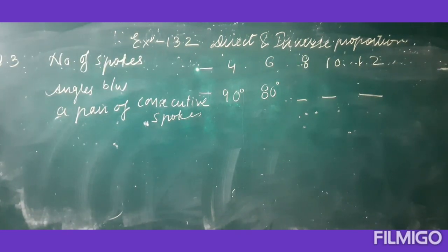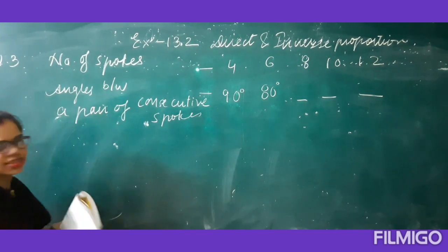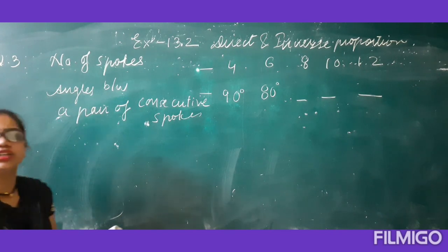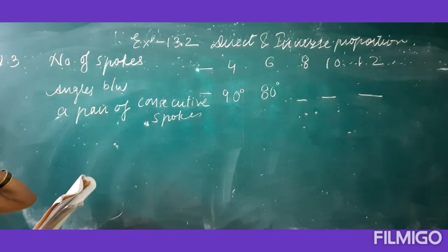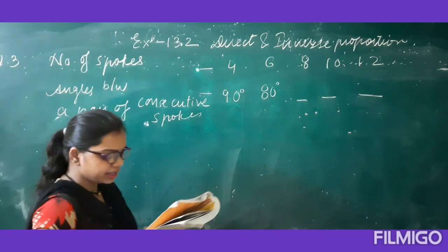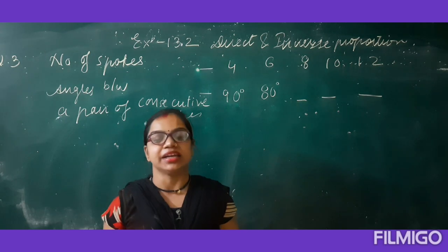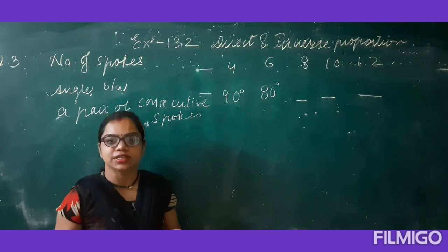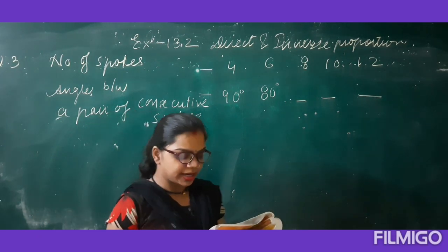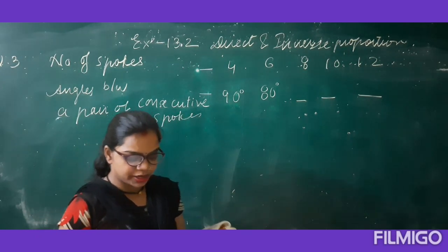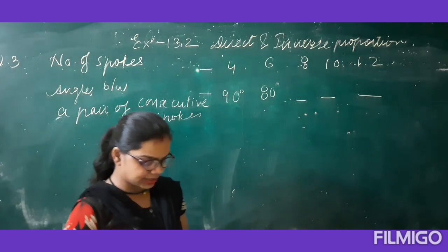This is question number 3 of exercise 13.2. As this is a very lengthy question, I am going to read the question from the book. Please refer to the book to see the question. Here in this question it is saying Rahman is making a wheel using spokes. A boy named Rahman is making a wheel using the spokes. He wants to fix 6 spokes in such a way that the angle between any pair of consecutive spokes is equal. Help him in completing the table.